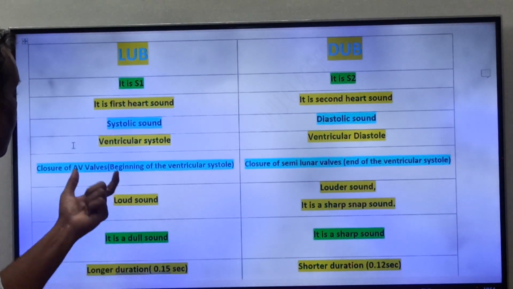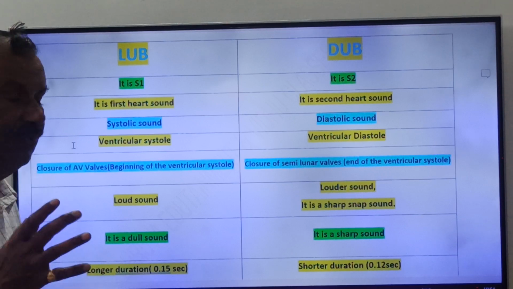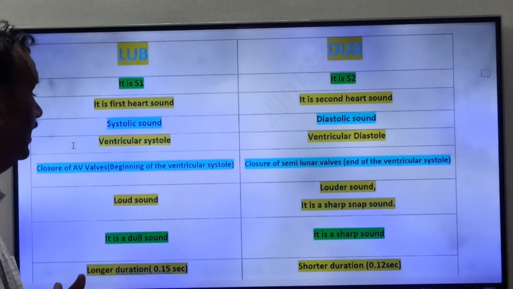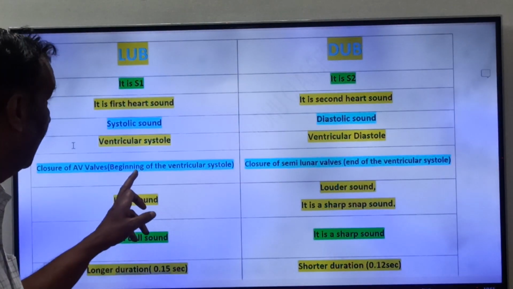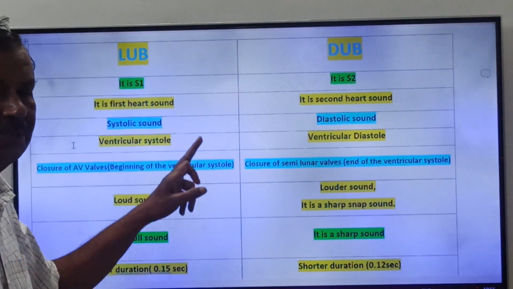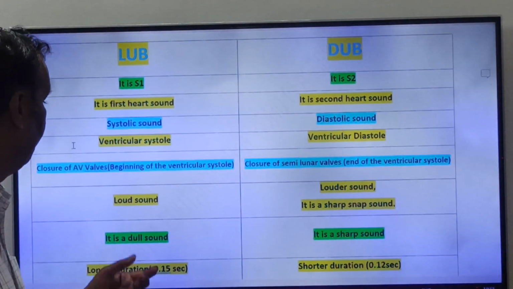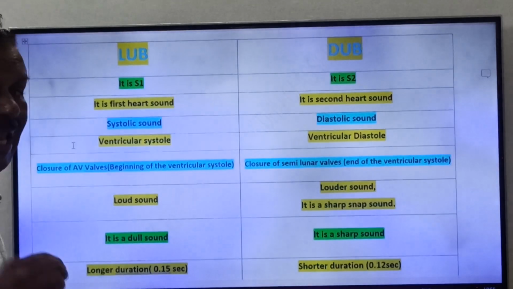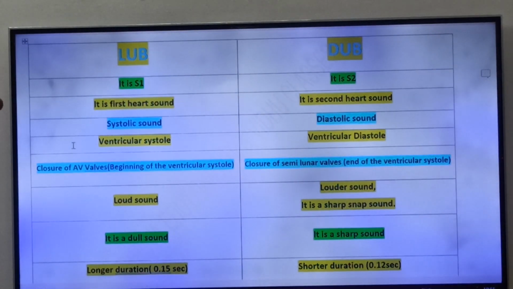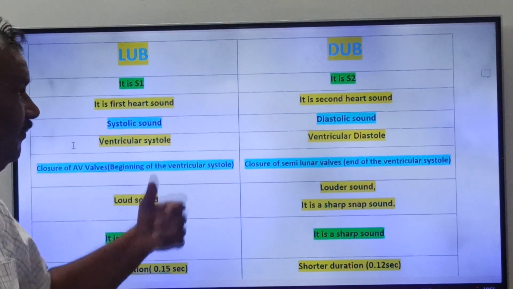Here what happened, friends? Closure of AV valves. What are AV valves, friends? Tricuspid and bicuspid valve. And it starts at the beginning of the ventricular systole. Friends, see, neat question. Lub is produced during what, friends? Beginning of the ventricular systole. So it is a loud sound. Now it is a dull sound. It is of longer duration. What is its duration, friends? 0.15 seconds.